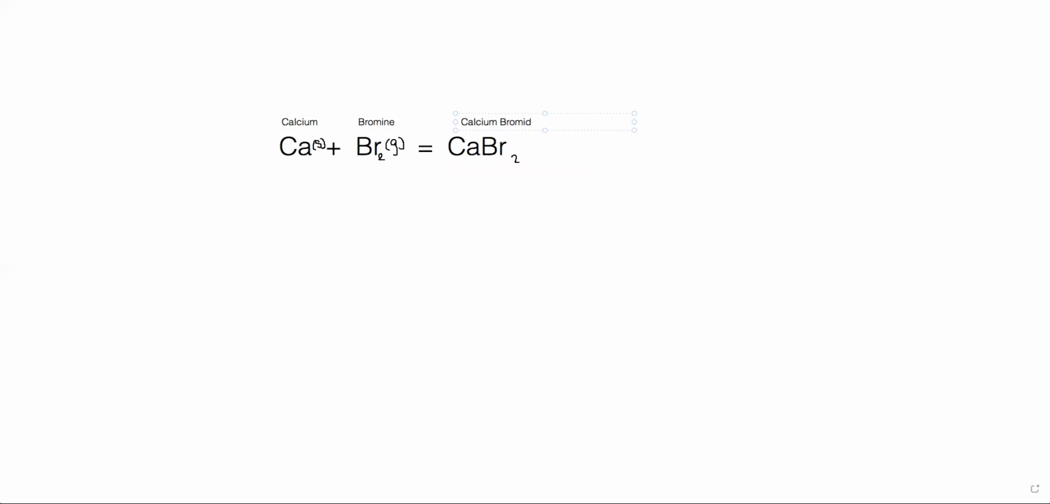Calcium bromide. And this is, I should spell it properly. That might not be a bad idea. Synthesis reaction.